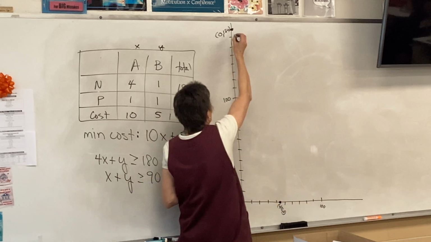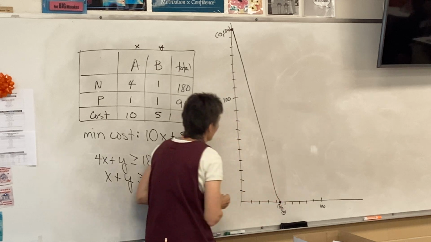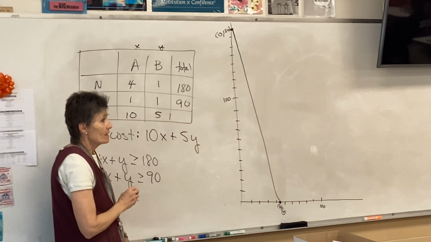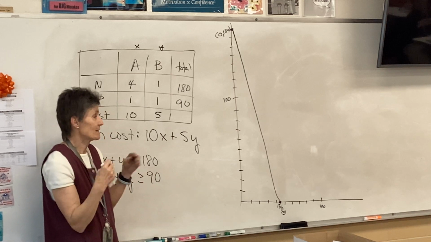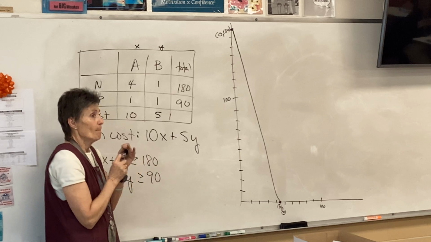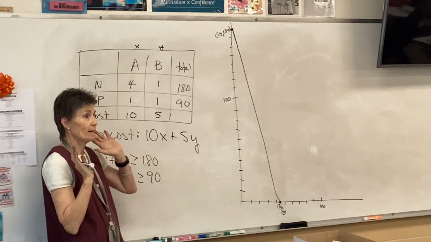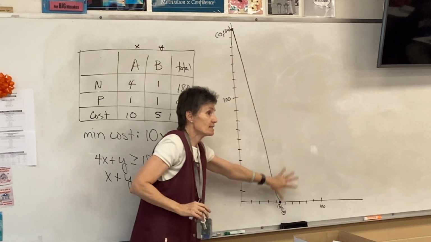Then I'll just connect those two dots with a straight line. My lines are never very straight, but it's a straight line. And you can shade. I'm not going to because it makes my board even messier, but where would the shading be? Since it's greater than or equal to 180, the shading's going to be out here. All of this is shaded.